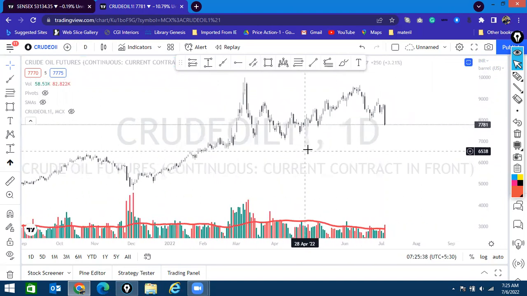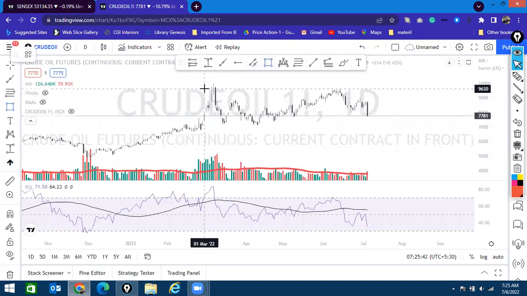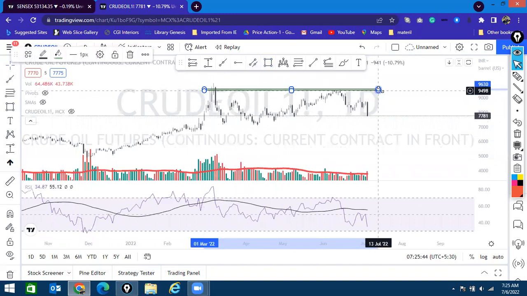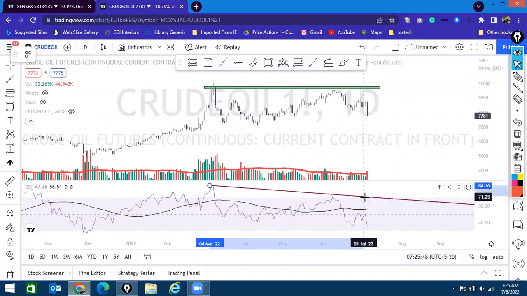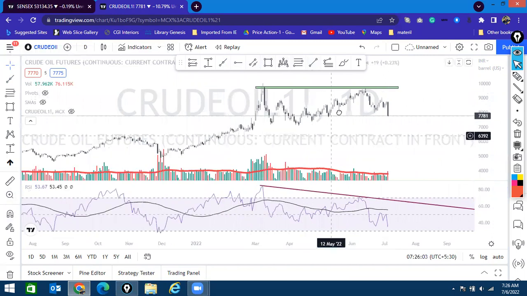On the basis of RSI also, we can see a clear divergence here. Those who have completed the technical analysis course know what divergence is and the effect of that divergence, right? This is the RSI, the relative strength index, and you can find a clear divergence. It is a lower high. Price is in the same range, but RSI is making a lower high, right?